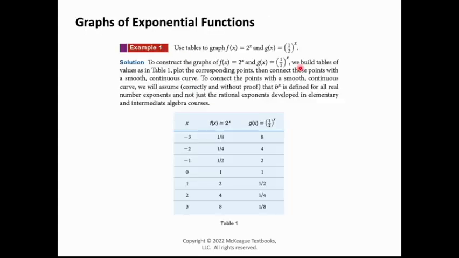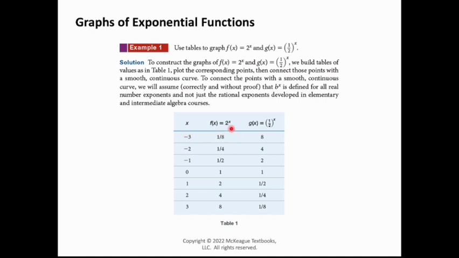Let's look at our first example. We're going to use tables to graph f of x is equal to 2 to the x and g of x is equal to 1/2 to the x. So if we use the x values to make our table from -3 to 3, keep in mind that these are not all the x values, right? There's infinitely many x values. We're just choosing to focus on -3 to 3, those integers.